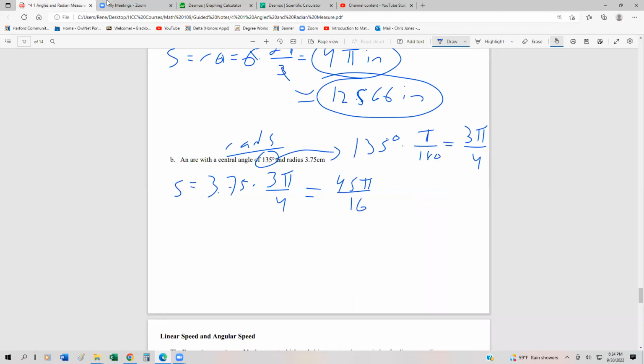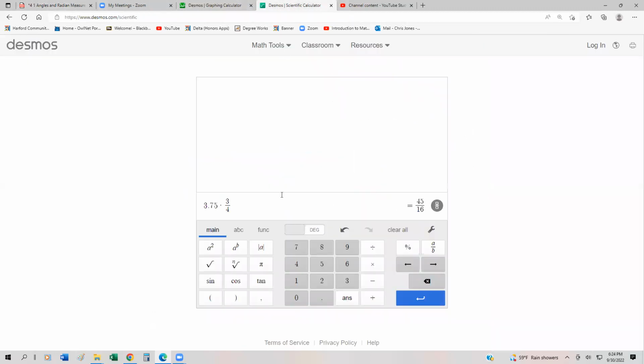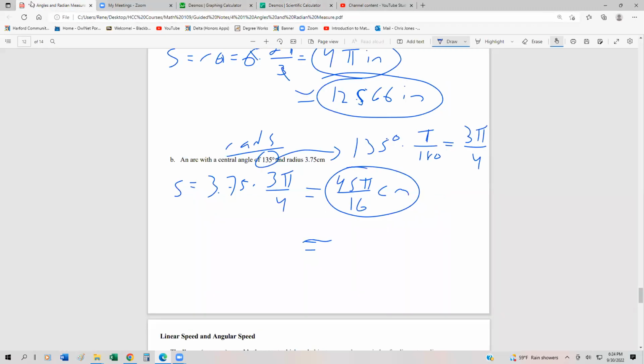But we want to try to get an approximate answer. And this would be in centimeters. So we would just take this and put it in our calculators, multiply that by pi, and that gives us 8.836. So this is going to be approximately 8.836 centimeters, which probably means a lot more to us than 45 pi over 16.